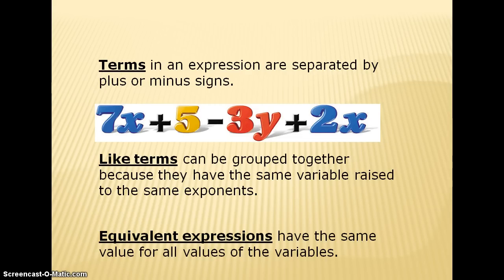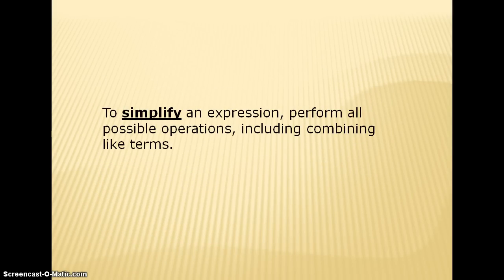Equivalent expressions, we've talked about those in the first two chapters, have the same value for all values of the variables. Just means that they equal each other no matter what. And to simplify an expression, perform all possible operations, including combining like terms. Similar to simplifying a fraction, we combine as many terms as we can until there's nothing left to do. So this doesn't mean you're going to get down to a final number for an answer, but an expression where you might have x's and y's and numbers.